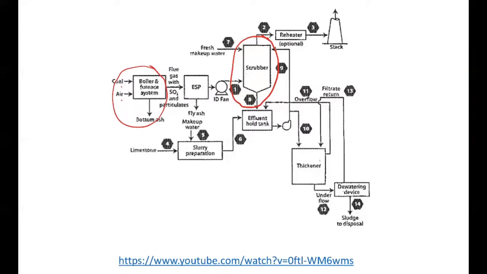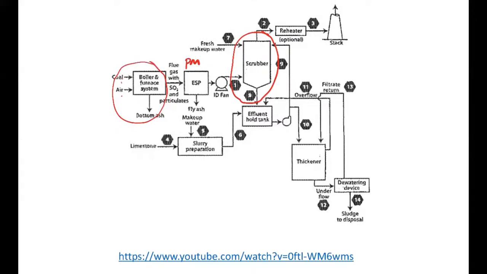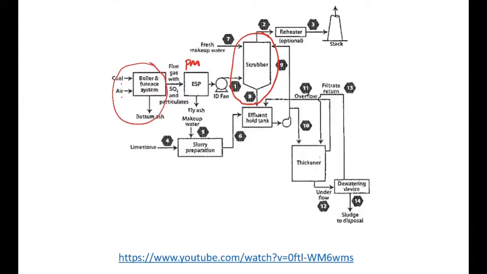After the coal is combusted, the gas will be sent to a PM removal device. In terms of the PM removal device, we mentioned that it can be a cyclone or a pre-cleaner combined with the ESP and baghouse. I think in the flow chart shown in the textbook, it's just using the ESP to remove particles, okay? After the particles are removed, the gas will be sent into the wet scrubber to remove the sulfur dioxide.